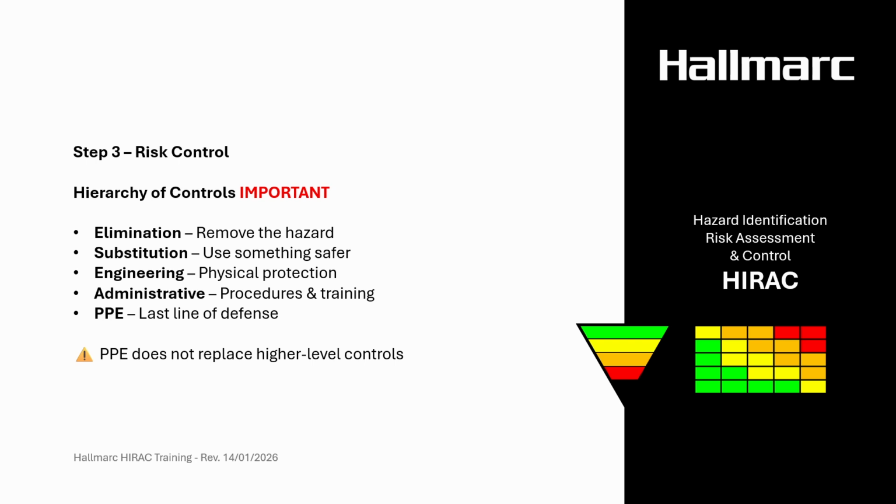The hierarchy of control is a very important tool in health and safety. Controls must be applied beginning with elimination, simply removing the hazard if possible. Substitution. Use something safer. Then engineering. This is physical protection. Handrail, for example. Toward the lower end there's administration. Controls such as procedures and training. Then at the bottom of the hierarchy there's personal protective equipment. This is the last line of defense.